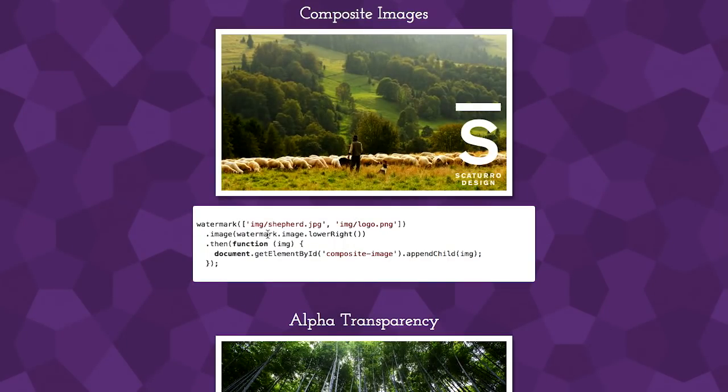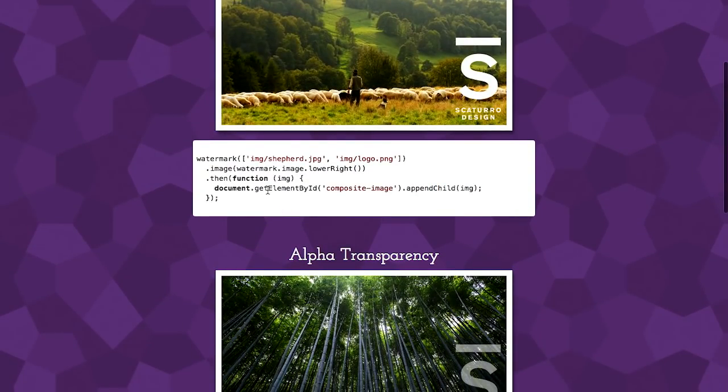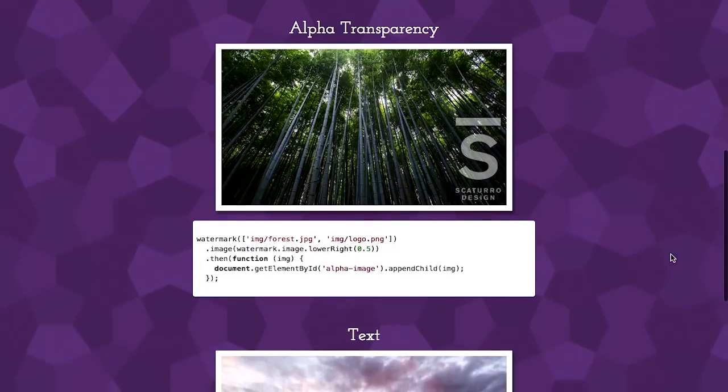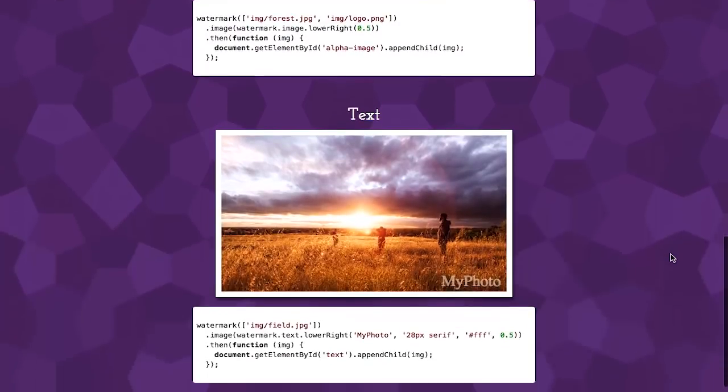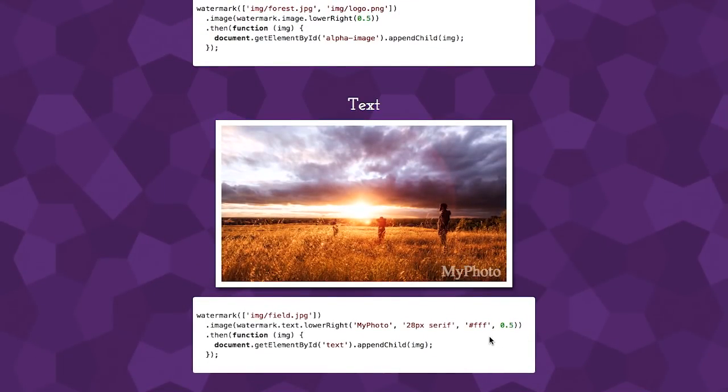Specify the two images and then which image it goes where. They're using the image in the lower right corner. And then what to do when you're done with it. Okay, append it to this particular DOM element. It supports alpha transparency. You can even implement your own text.